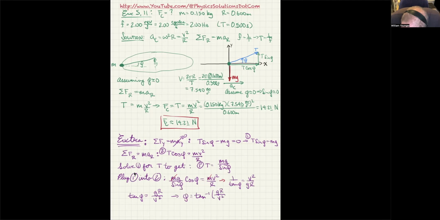So now that we have the phi, we could in principle make a triangle associated with that. Specifically, that triangle would look like this. Here's the angle phi. Tangent is opposite over adjacent. Obviously, tangent phi equals gr over v squared could mean that this side is gr and this side is v squared.